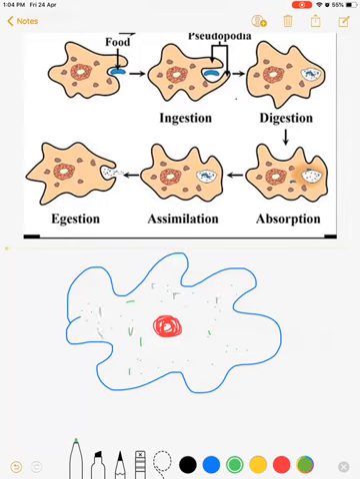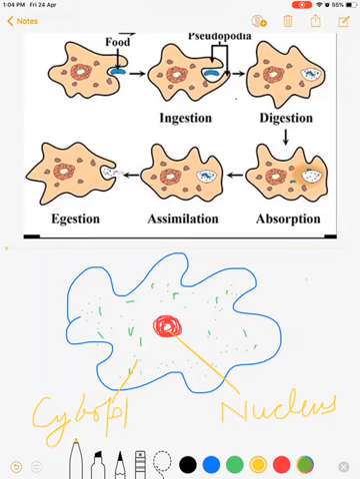Every cell has these three basic structures: cell membrane, nucleus, and cytoplasm. These are the basic three structures. So amoeba is a single-celled, microscopic organism. You cannot see it with your naked eyes, and it is found in pond water generally.